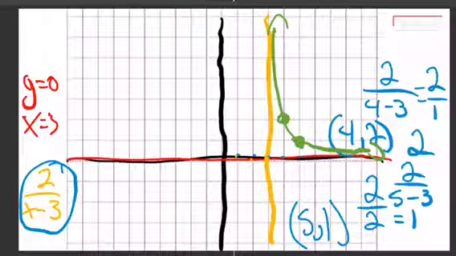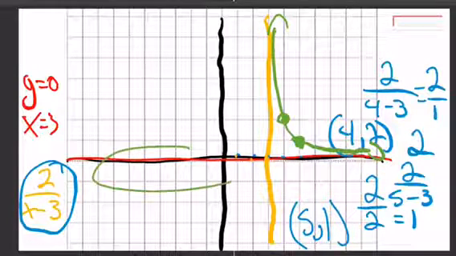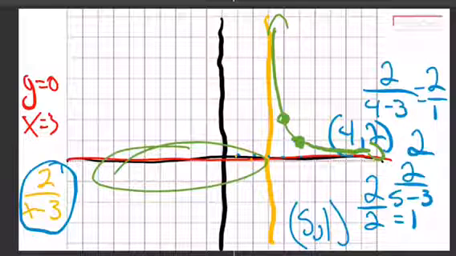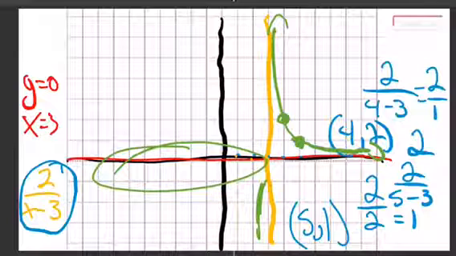And now you're going to do the same exact thing. Choose points on the x-axis over here that are behind this line, behind the x equals 3. And you just plug those in. You'll find that it all works together. It's symmetrical. It looks very nice.